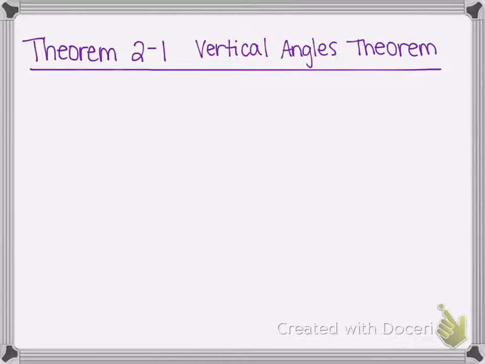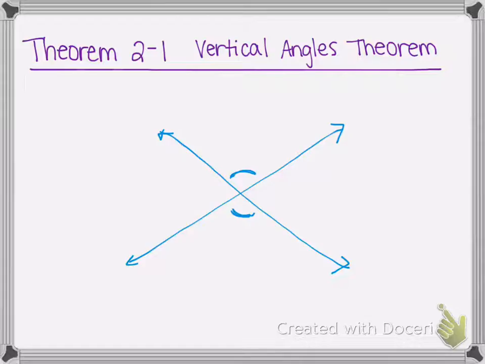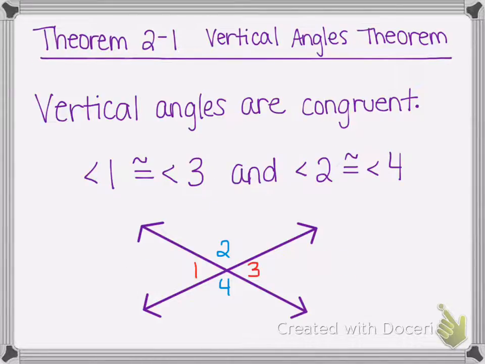So the first theorem that you need to know is the vertical angles theorem. So vertical angles, you already know what they look like. You have two straight lines that cross. Those vertical angles are across from each other. So what the vertical angles theorem says is vertical angles are congruent. The end. So if angle 2 is 35 degrees, then angle 4 is 35 degrees.